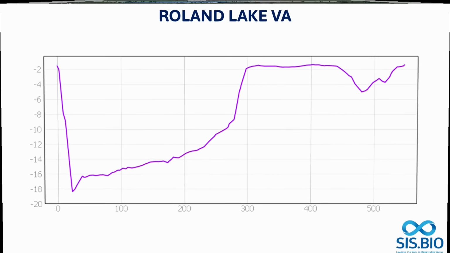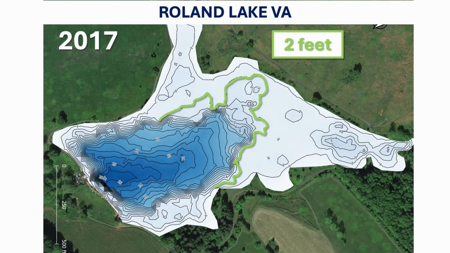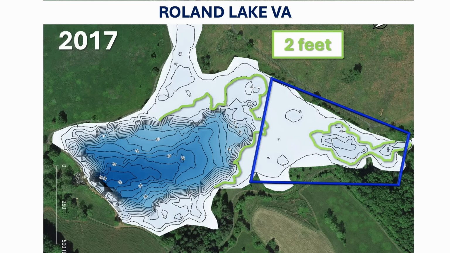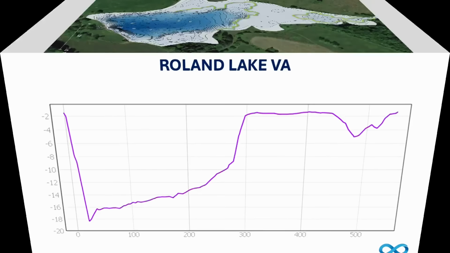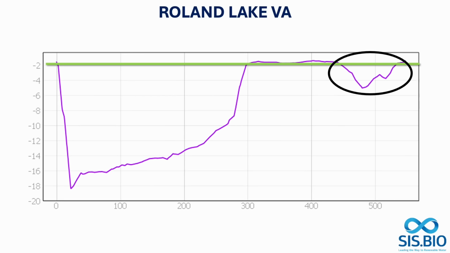So if we highlight the 2 foot contour in 2017, you'll see that the far right area of the lake, outlined in blue, is pretty much all less than 2 feet deep, except for a little bit of a hole there at the far end. If we draw a transect and look at the lake in cross-section, we can see that there's the 2 foot contour, and there is that hole that we see that goes a little bit deeper.